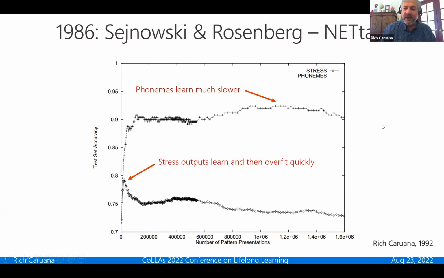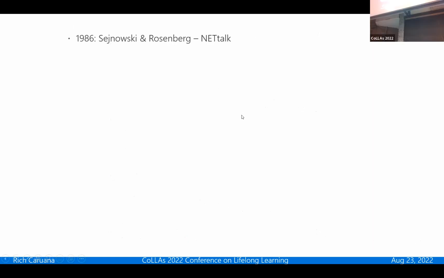And it was a really exciting demo, by the way, back then, because you could actually sort of hear this thing learn, because then they would connect NetTalk up to a box that would actually speak those phonemes. And you could sort of see early in training, it was more gibberish. Middle of training, it sounded a little bit like a child. And then later in training, it was becoming more performant. So it was a really exciting demo of the early success of neural nets. Okay, so that's Sejnowski and Rosenberg's NetTalk.